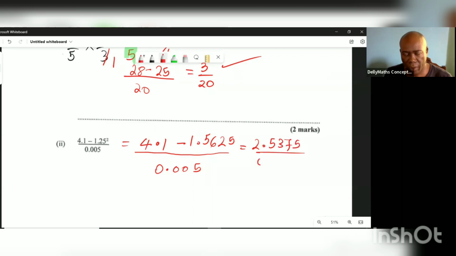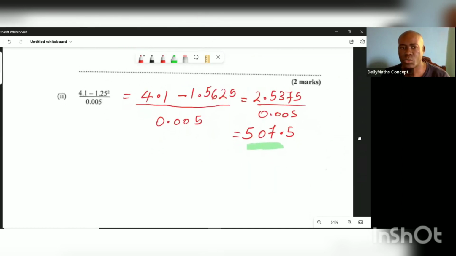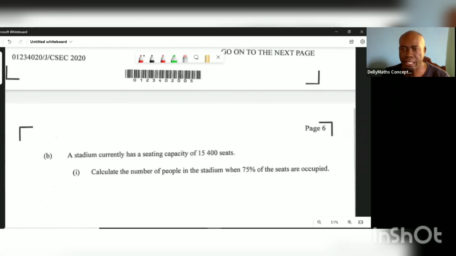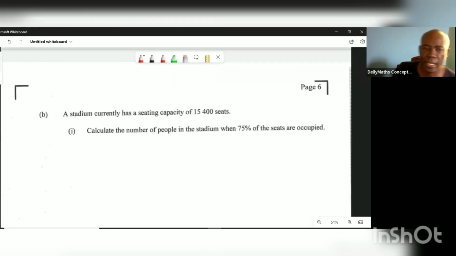2.5375. I want to divide that by 0.005. And our answer is 507.5. All right, so here's our final answer right there. Basically, we just put everything on our calculator and walk the answers through. Those parts are testing to see whether you can compute using the calculator.